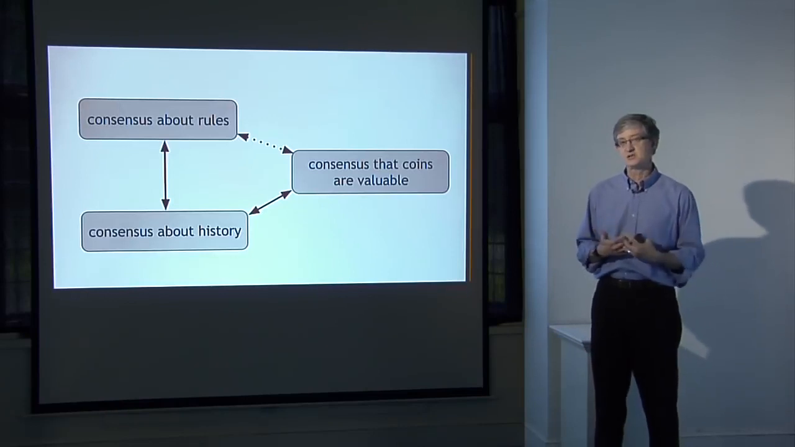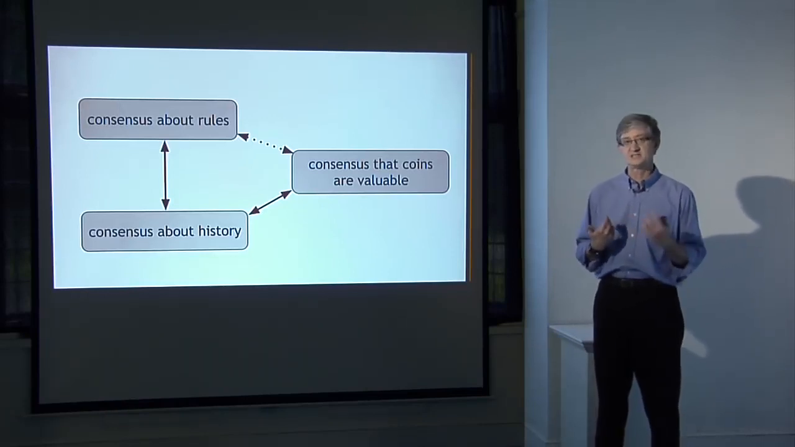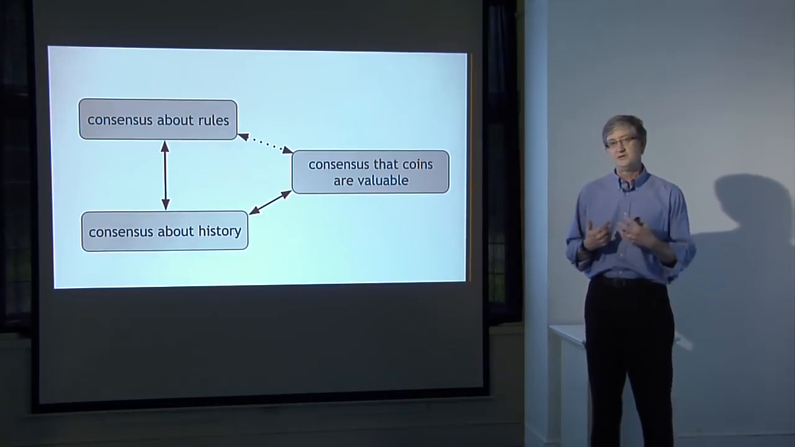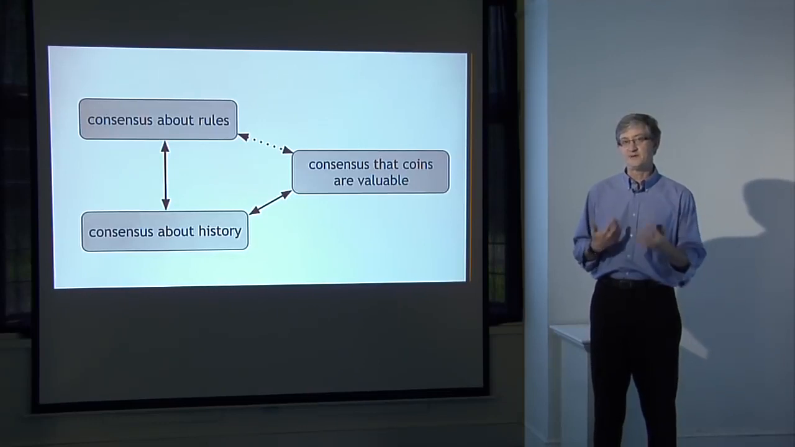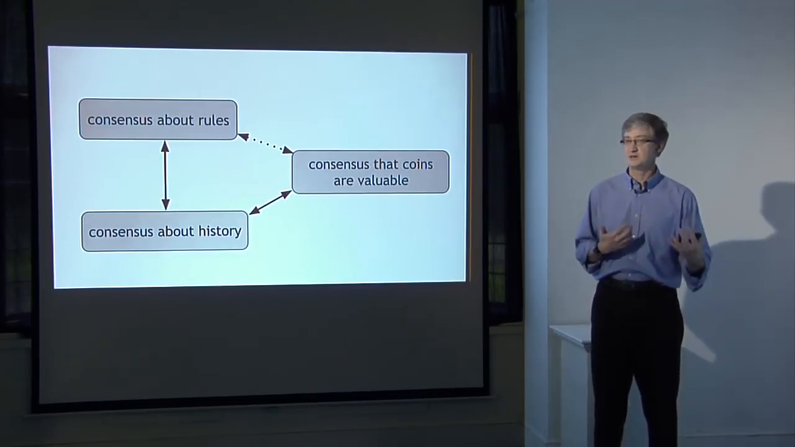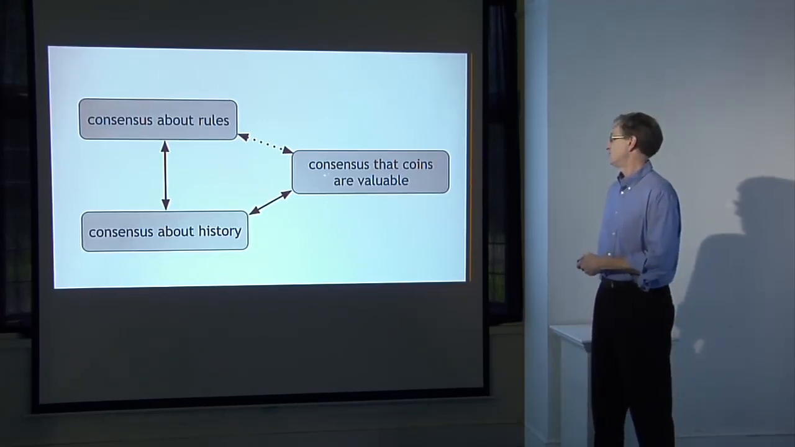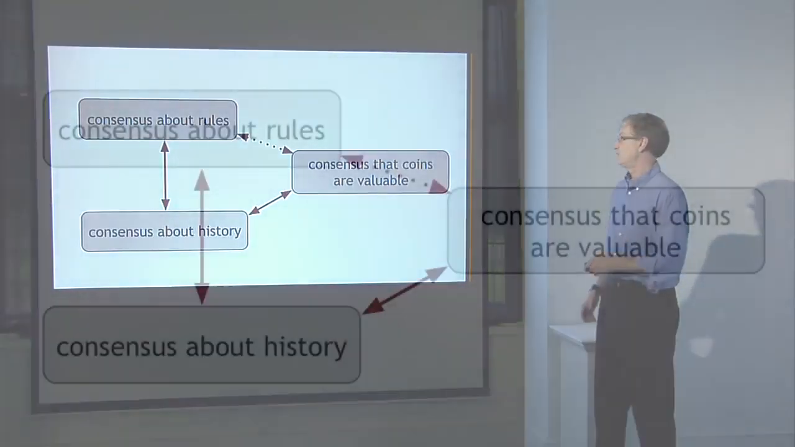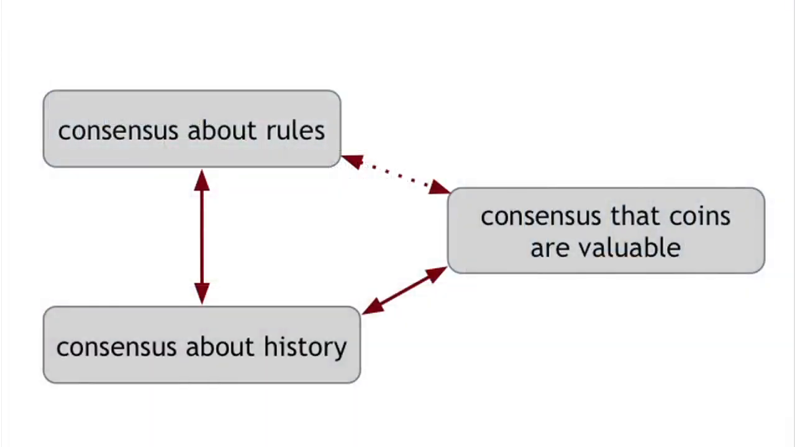And we heard about this in the earlier lecture when we talked about the incentive arguments, the ways in which the block reward that is built into the mining process creates an incentive for people to follow the expectations about mining. So the consensus that coins are valuable is what creates the incentives that allows us to get to a consensus about history. And so we have all three forms of consensus here, which are tied together, such that if any one of them failed, then the other ones would fall apart as well.